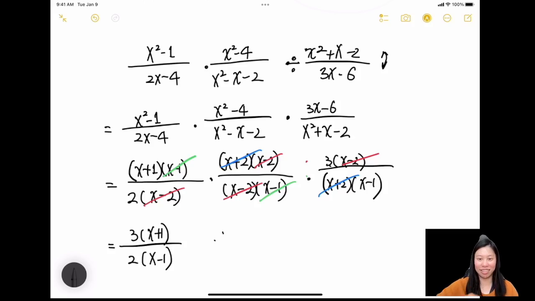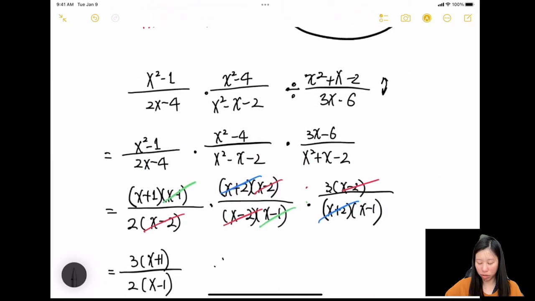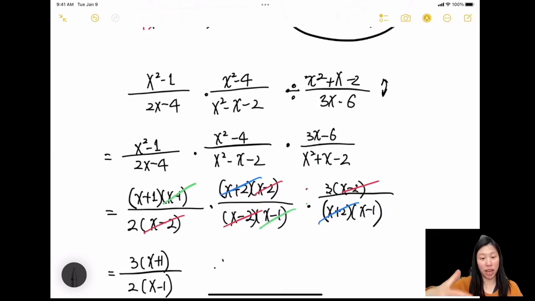Okay, simple, right? Not really hard. Just stick to the rule: when it comes to division, you flip it first and multiply by its reciprocal, and then you factor the common factor. That's it. It's really easy. Good luck.